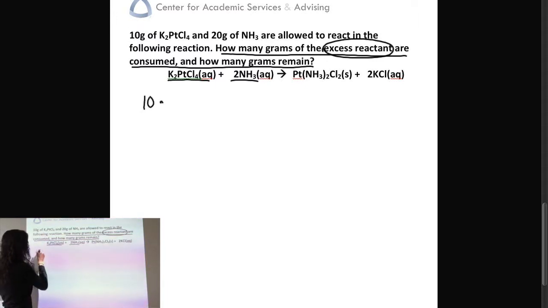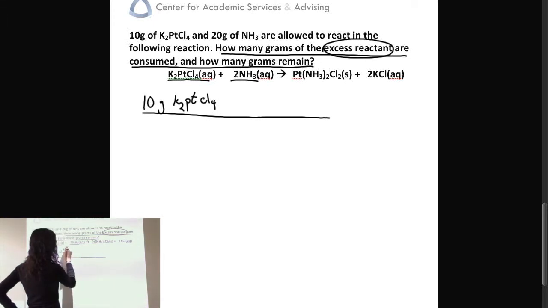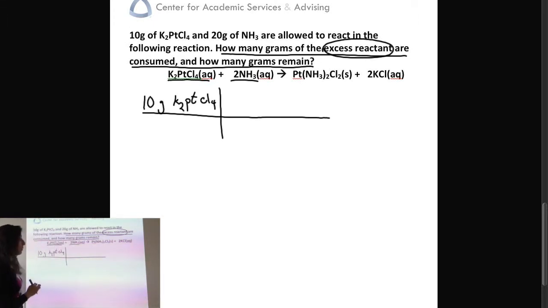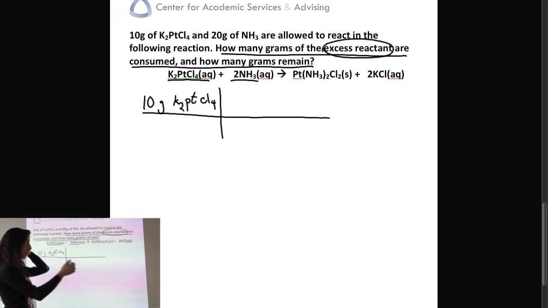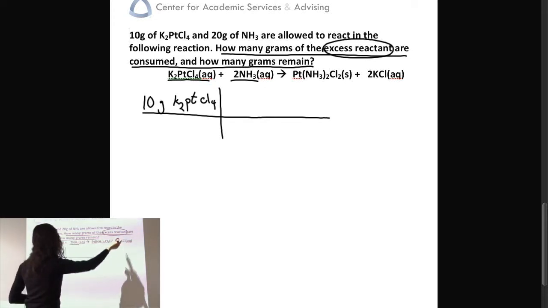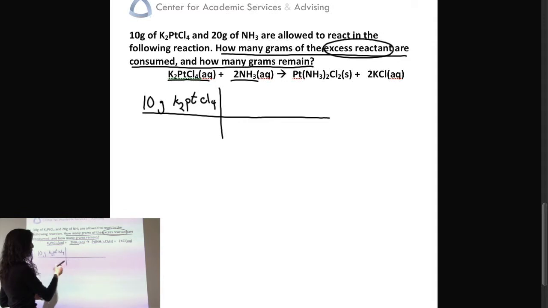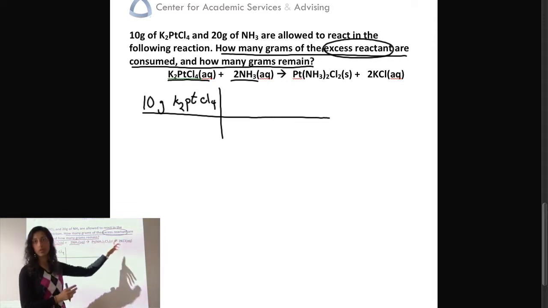So we know that we have 10 grams of K2PtCl4. When you're trying to figure out which one is the limiting reactant, you can take whichever one of the products that you want. Actually, let's use this one. So we want to first convert this into moles and then relate the moles of this reactant to the moles of one of our products.